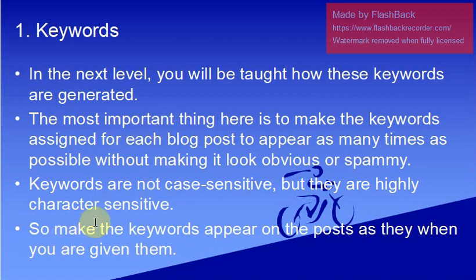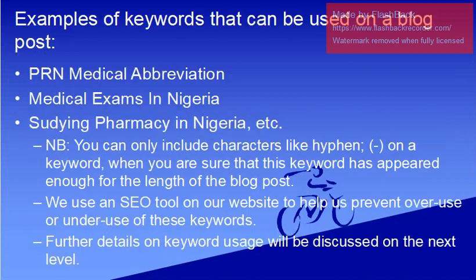So you should make these keywords appear on the post as they are when they are given to you. When given a keyword, don't go about trying to add any variation like a hyphen or the rest. Now, for example, I've written here some examples of the keywords that can be used on a blog post. For instance, something like the PRM medical abbreviation. Another example is medical exams in Nigeria. I'm studying med pharmacy in Nigeria, and the rest.